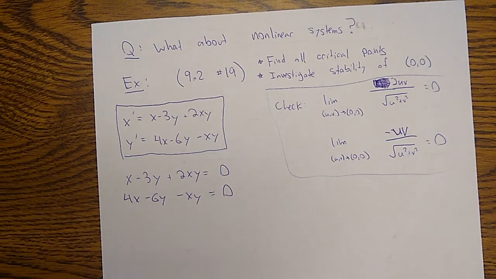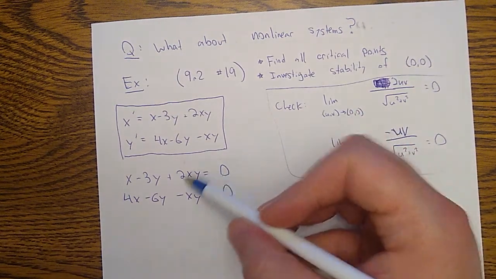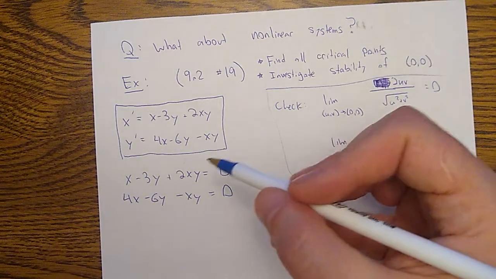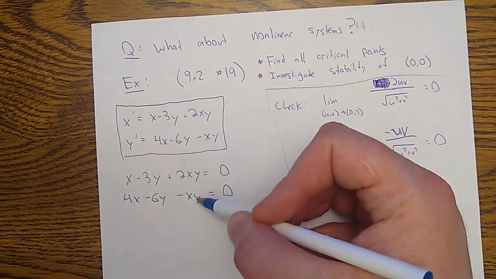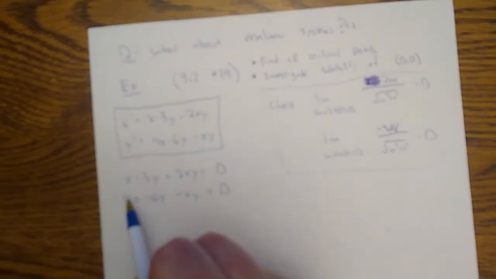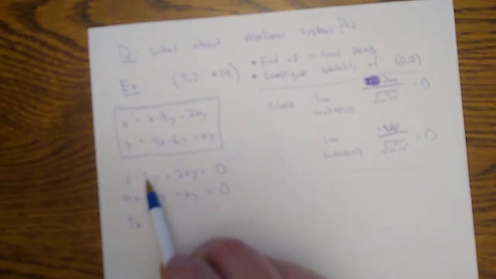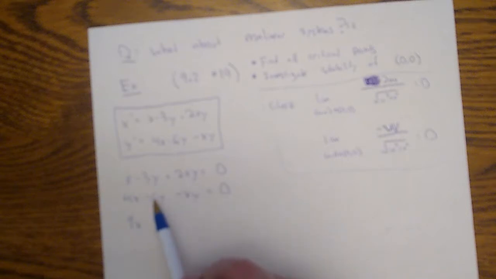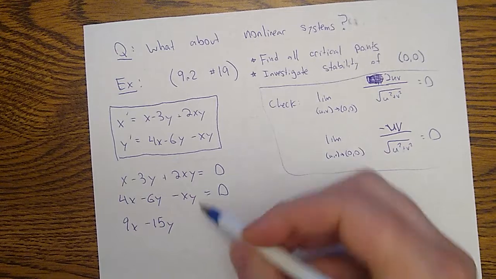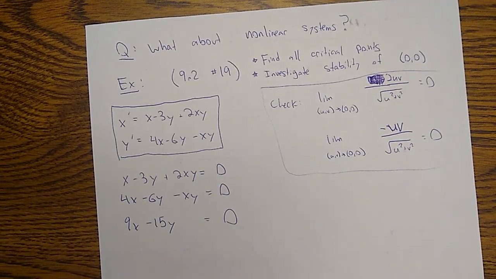I don't like nonlinear systems. I like linear systems. What's nonlinear about this? The x times y term. I would like to cancel that. So I'm going to take this equation plus 2 times this equation. I get x plus 8x, 9x. I get negative 3y minus 12y is negative 15y. This goes away. That equals 0.